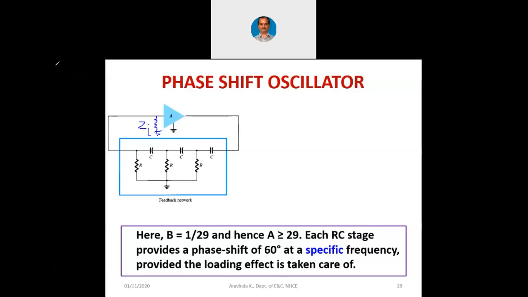Now, if Zi is very high, ideally, then Zi can be completely ignored as far as the parallel combination is concerned. Then this RC, RC, RC, each one will produce 60 degree and the circuit will work like an oscillator. That is the meaning of this loading effect, provided the loading effect is taken care of. Later on, we will see how the loading effect is taken care of.